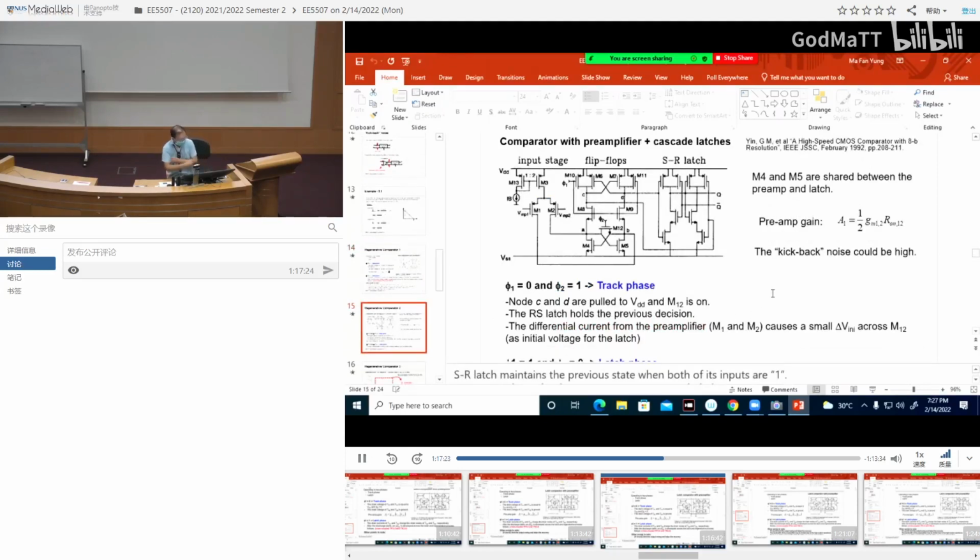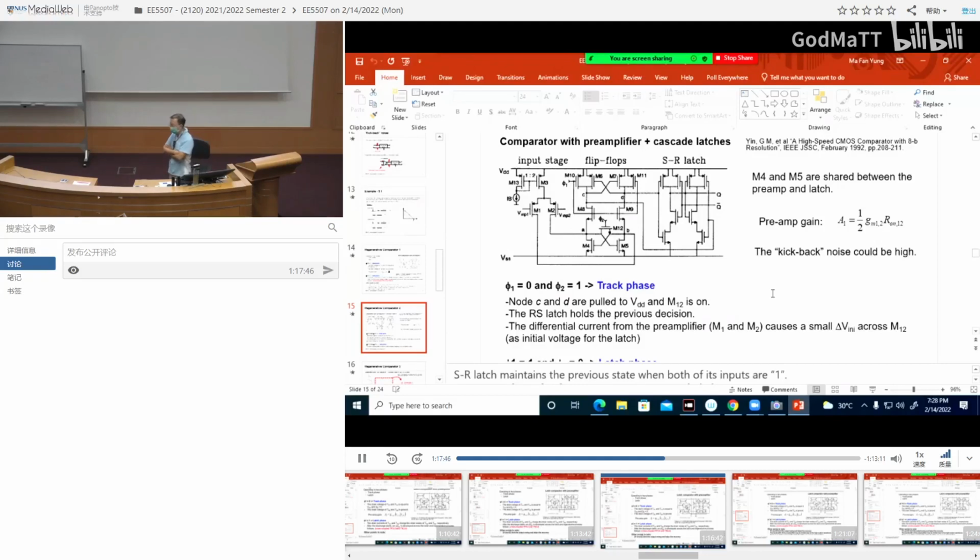Okay, so this is another example of a comparator with preamplifier and latch. I think why don't we take our break now? Alright, we can take our break now, and then we'll come back and discuss this after the break.